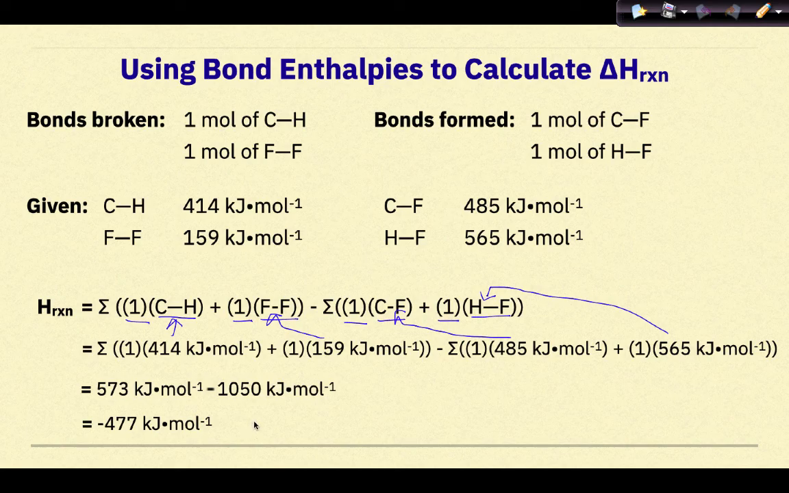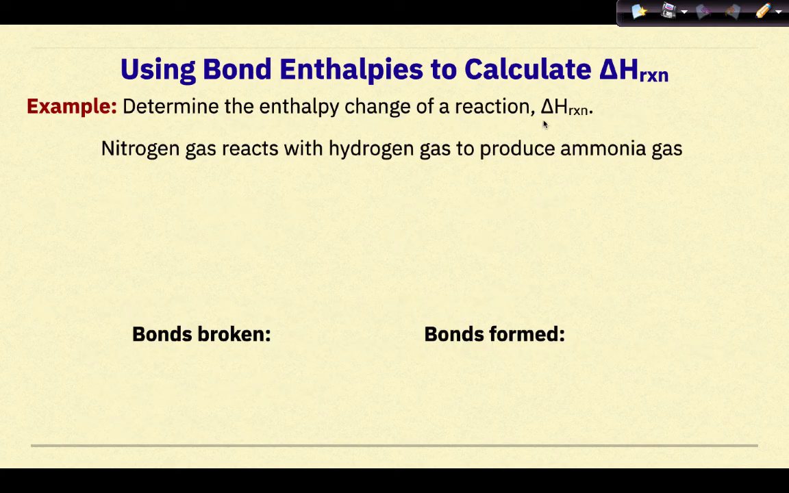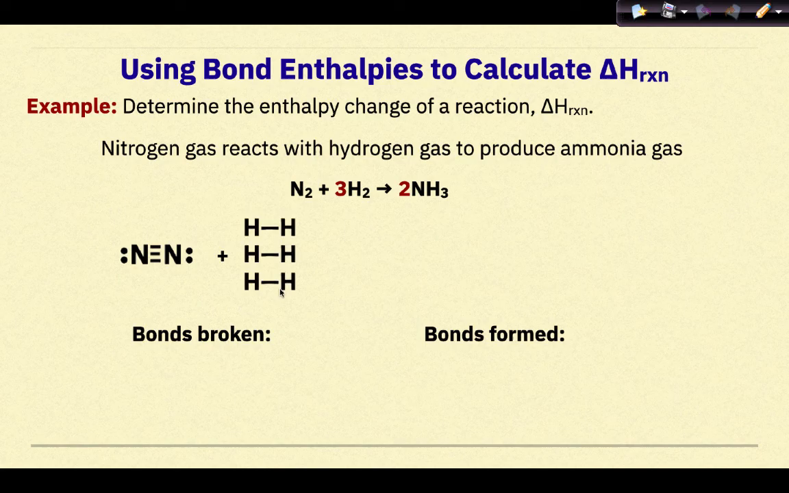Let's do another example. Determine the enthalpy change for a reaction where nitrogen gas reacts with hydrogen gas to produce ammonia gas. So the reaction that you should be writing out should look like this: N2 plus 3H2 yields 2NH3. Notice that we now have coefficients as part of our reaction. So if we were to draw out the structures associated with this, we'd have one diatomic nitrogen molecule plus 3 hydrogen molecules to produce 2 ammonia molecules.